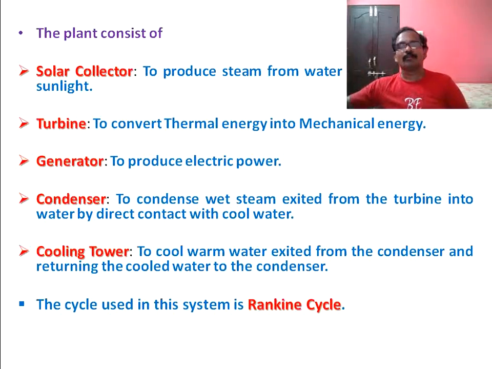with cooling water. And where will we get this cooling water? From the cooling tower. And the cycle is called the Rankine cycle. It is the first plant, the parabolic trough collector, and the remaining three collectors, the first four are based on the Rankine cycle. The remaining four, the concept is the same.